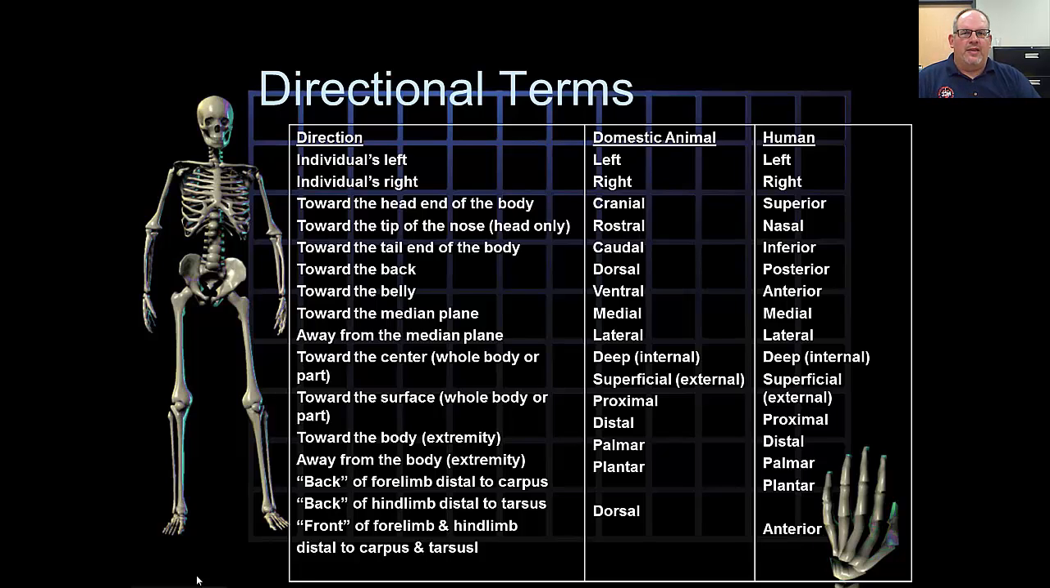If we're looking at the back, it's always going to be dorsal. Just think of a dolphin with a dorsal fin. At the same time, ventral is going to be the belly or the bottom side.